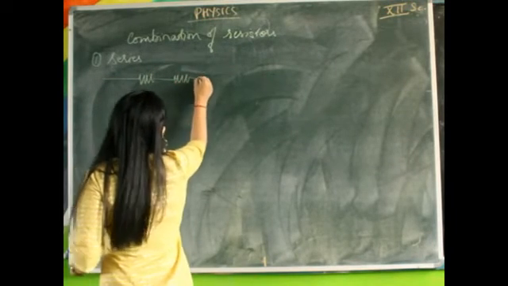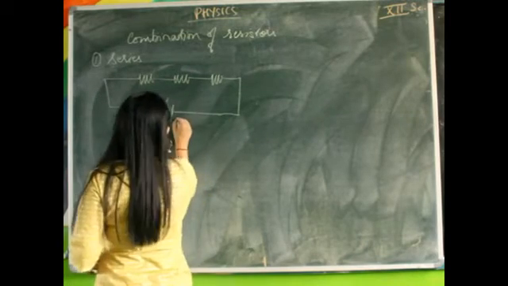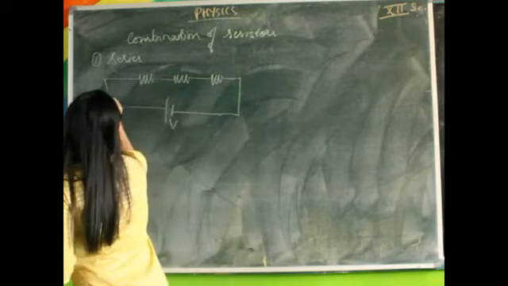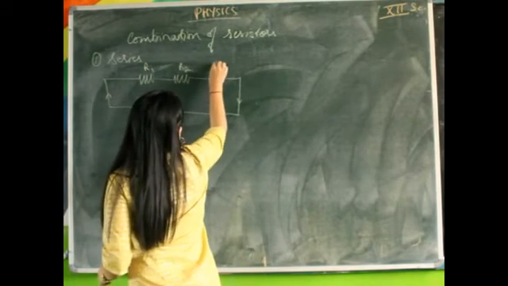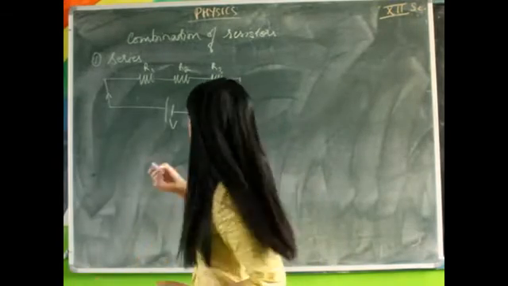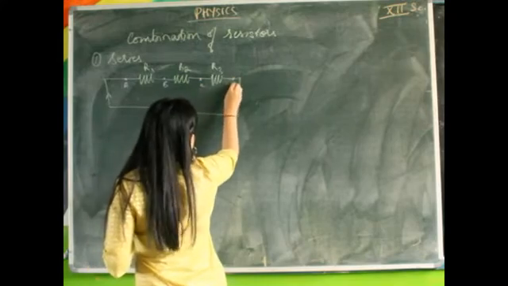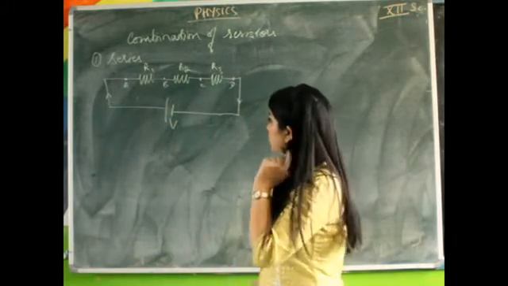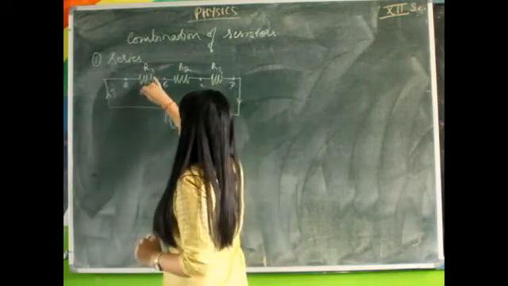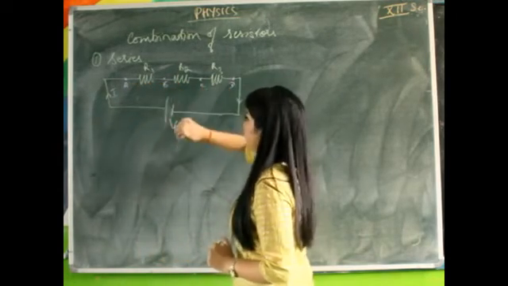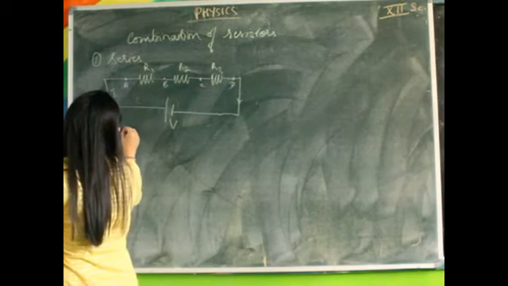I'll take 3 resistors connected in series with a battery which has potential V. The current flows from higher potential to lower potential. This is resistance 1, resistance 2, resistance 3. This point will be B, this C, and this D. Now the current I is flowing from the positive terminal and it passes through R1. The same charges will pass through R2 and R3. So the current throughout in a series combination will be the same. So I is the same throughout.